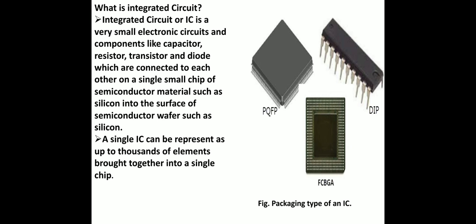That is, IC is very small. It consists of a number of active components and passive components with their interconnection fabricated on a single silicon semiconductor chip. A single IC can contain up to thousands of elements brought together into a single chip. The figure shows the package types of an IC.